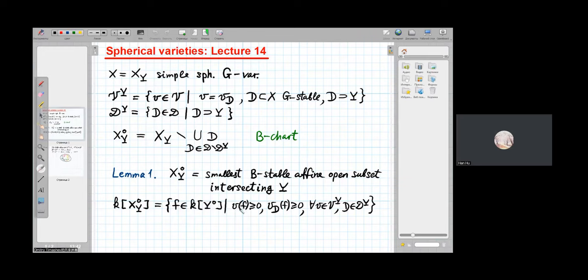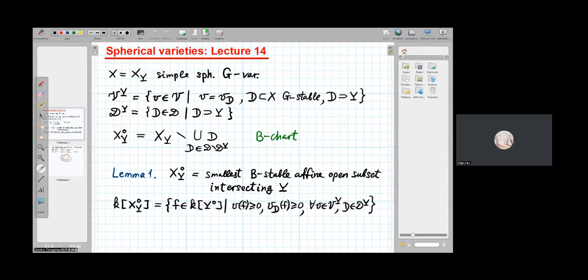This means that for the divisors corresponding to these two finite sets, V over Y and D over Y, the valuations corresponding to these divisors should take non-negative values on F. So F cannot have a pole at such a color D containing Y, and F cannot have a pole along a G-stable divisor containing Y. So this value should also be non-negative. So we are in the course of proving this lemma.